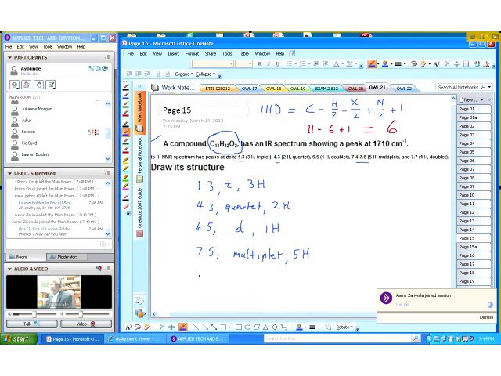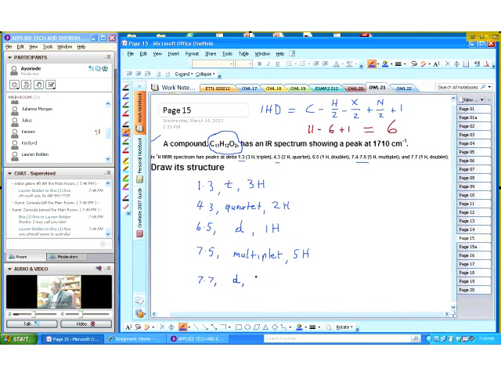Five hydrogen. Then this is 7.17. Doublet. 1 hydrogen. Okay, of course they also give us the IR data here.